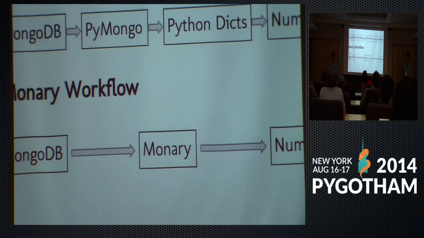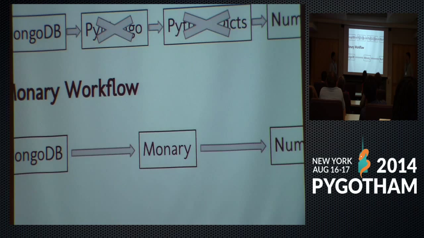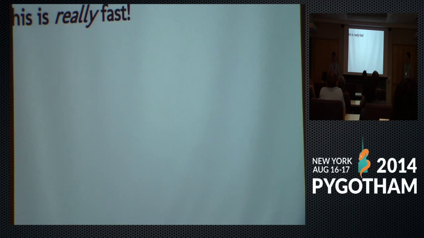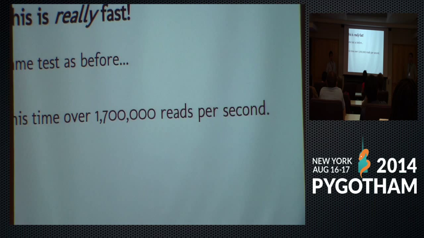It's a very simple optimization, but it gets rid of this intermediate layer, and this is extremely fast. So previously we said we had about 150,000 document reads per second. Using the same tests with Monary, we get 1.7 million document reads per second. That's about a 10 times speedup, an order of magnitude faster. And this is amazingly fast.